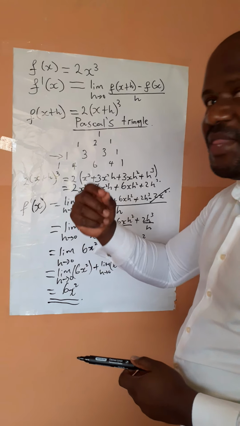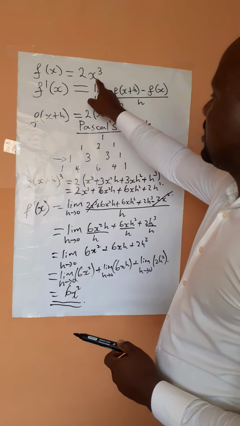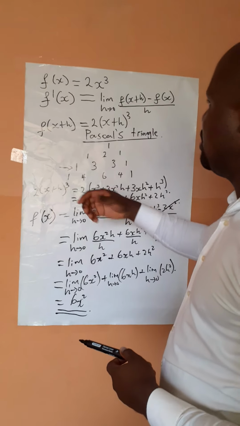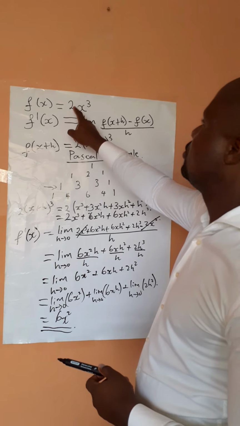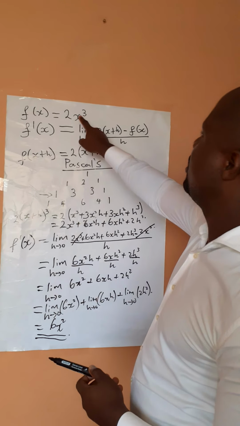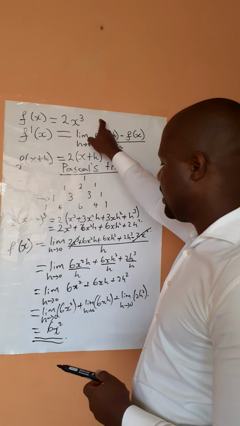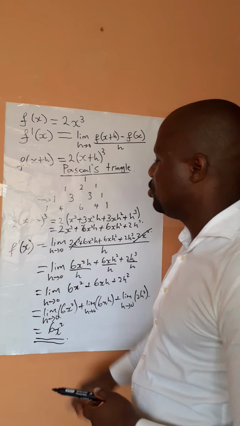And you can confirm that again, because if we use the rules of differentiation, you simply multiply the power by the coefficient. So 3 times 2, you get 6, then you get your x to the power 3 minus 1, and the answer that you get here is 6x squared.